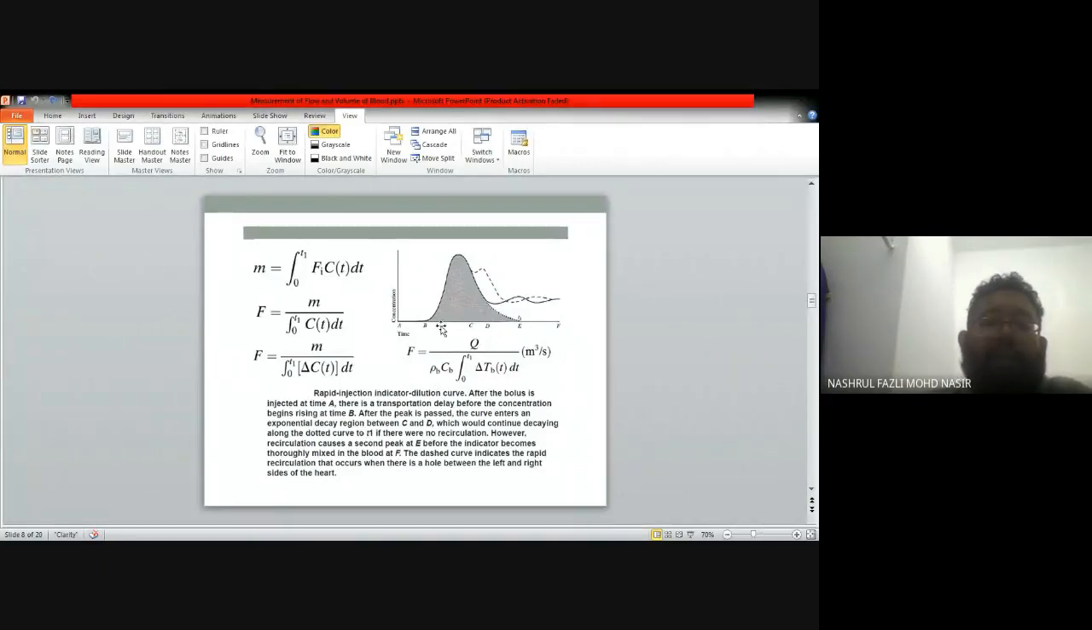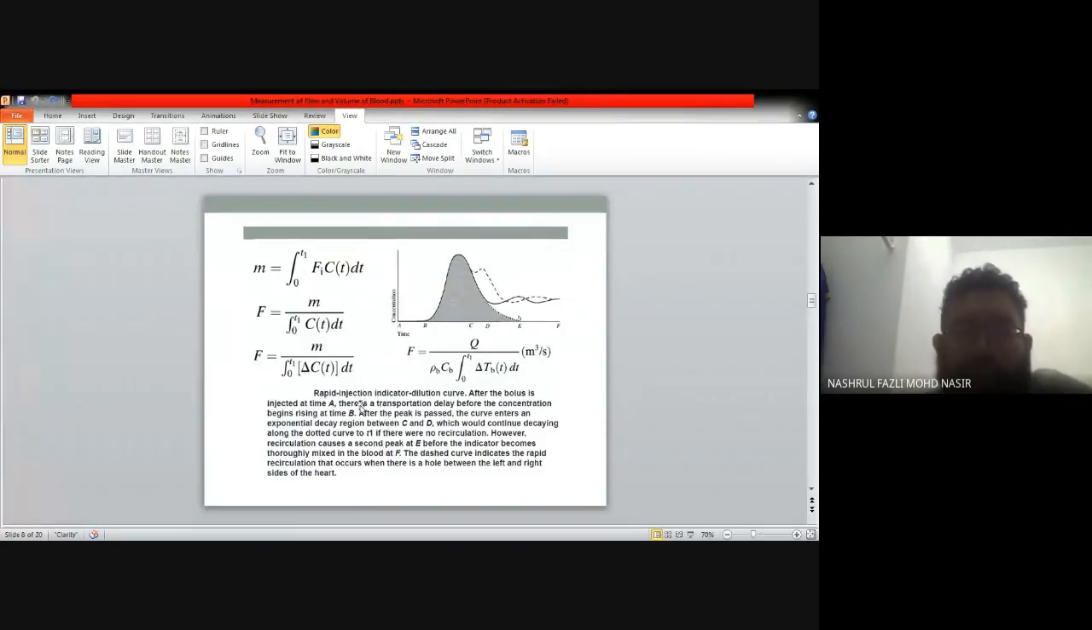This is the rapid injection indicator variation curve. You can see the bolus injected at time A. There's a transportation delay, because you inject the indicator and it will be moving like a bolus, like I told you. You have to imagine that you're eating something and your food is going to the stomach. It's something like that.